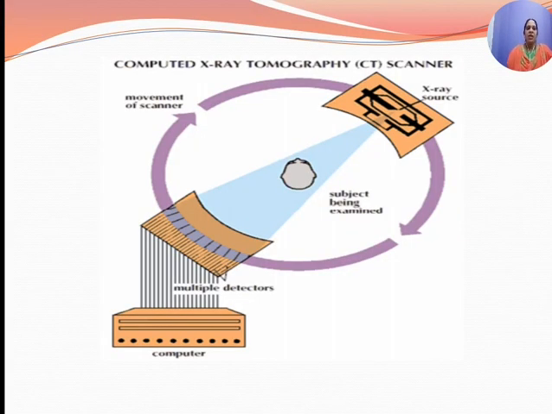So this is the figure of a CT scanner. You can see an X-ray source that is emitting X-rays in different directions. Then the subject who is being examined is placed in the gantry. You have multiple detectors and a computer to receive the digital output.